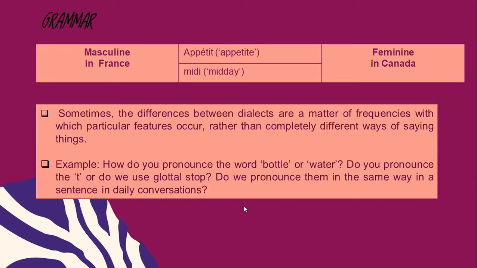Also there are very distinct differences in what it means in masculine in France and what it means for feminine in Canada. For appetite, it means masculine in France, but it means feminine in Canada. Midi, or midday, means masculine in France, but it means feminine in Canada. So both are French language in both countries, but they use different vocabulary and it's also a different meaning.